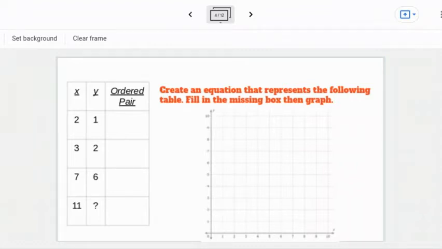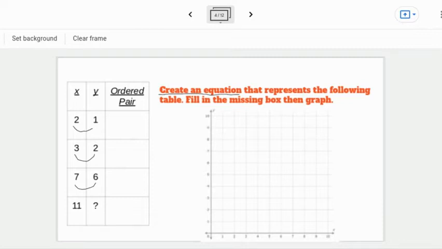Okay, so our first directions again: create an equation. That's our first thing we're going to do. When we create an equation, we go to our chart, and we remember the easiest way is to look for a pattern. So from 2 to 1, 3 to 2, 7 to 6.